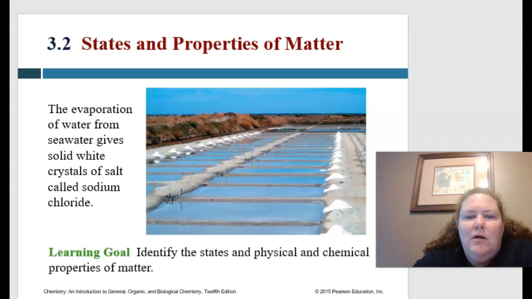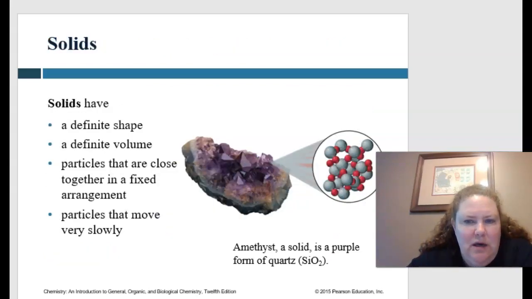An example of the states of matter would be the evaporation of water from seawater gives solid white crystals of salt. And the salt makes tasty food, and we call it sodium chloride. We just talked about it in the last video on the chemical properties. So the goal for this video is to be able to identify the states and the physical and chemical properties of matter.